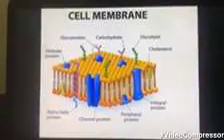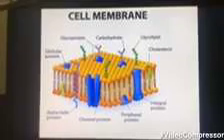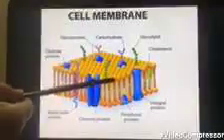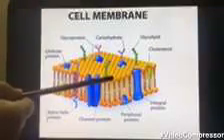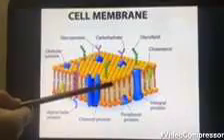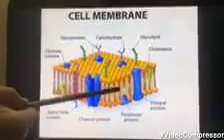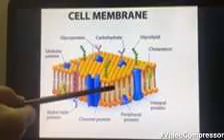Now let us see the structure of the cell membrane. This beautiful structure is known as the fluid mosaic model. Let me explain the structure. Here you can see the yellow ball-like structures. These are known as phospholipid heads. Here you have a head and here you have a head. Each head is connected with a long tail. This tail is made up of fatty acids.